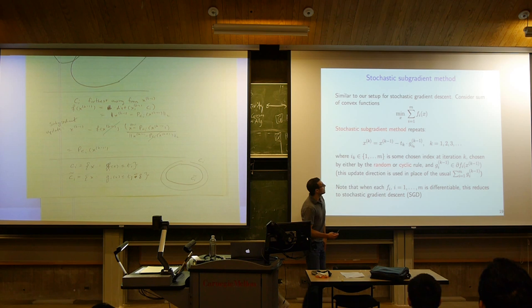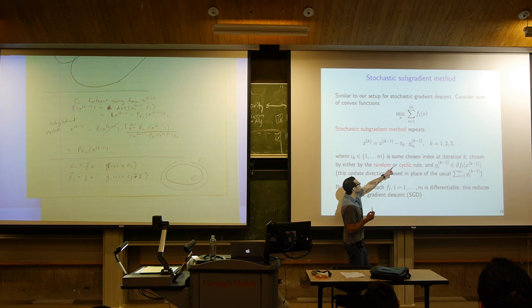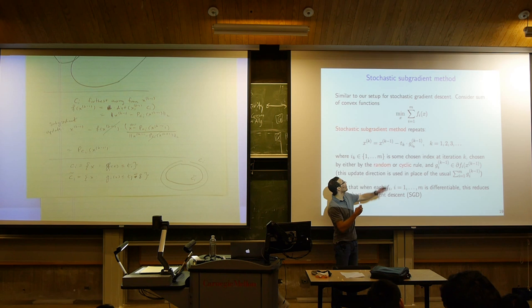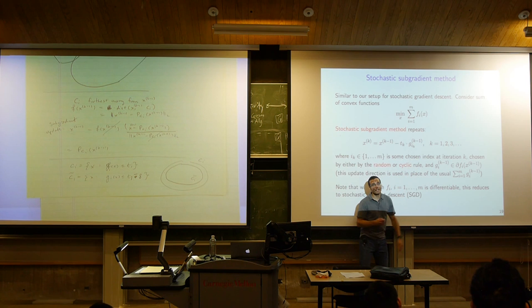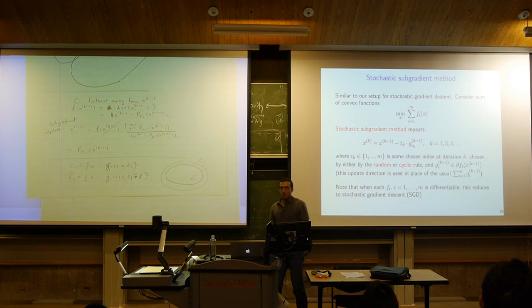And we just evaluate the subgradient of, say, the function f_{i_k} rather than all of our functions, and just take its subgradient at the point x^(k-1) and move in the direction opposite to that, rather than what the usual subgradient method would do, which is take a sum of all the subgradients of our functions, right?